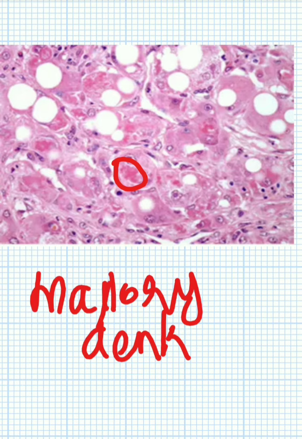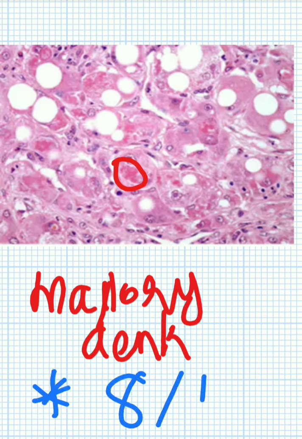These Mallory Denk bodies are actually intermediate filaments. Very important, you can get this question. So they are intermediate filaments, cytokeratin 8 and 18. These Mallory Denk bodies are made up of cytokeratin 8 and 18. So they are not any hepatic cells.